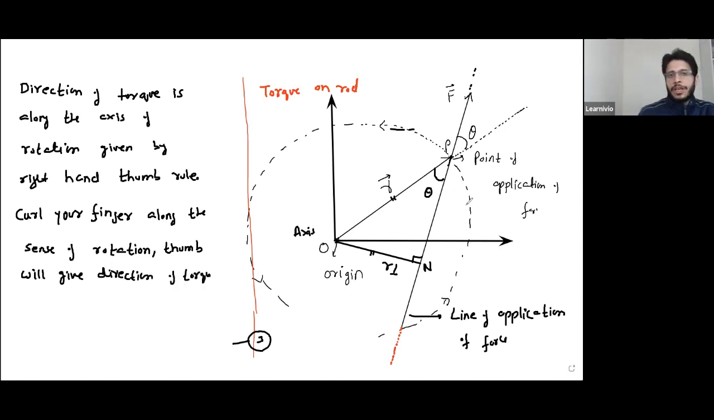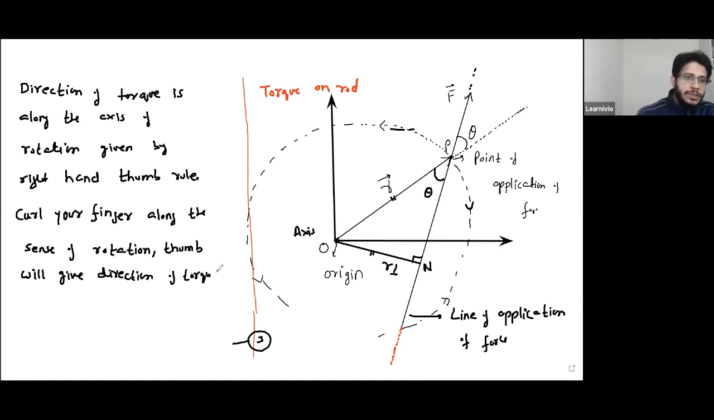Okay, if this body is rotating in clockwise sense, then what's the direction of torque? You apply right hand thumb rule. Into the screen. Good. If it is rotating clockwise, then your thumb is pointing inwards into the screen. That would be the direction of torque. Your torque would be inwards, not clockwise.